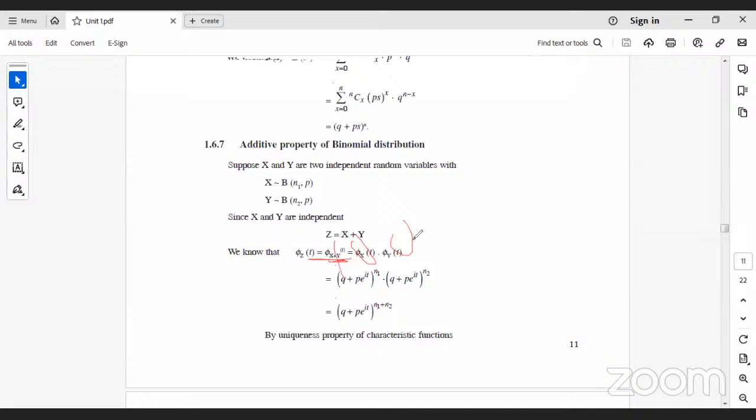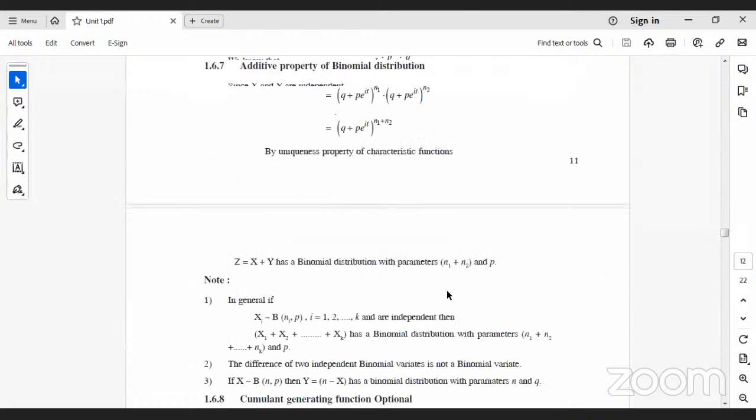I am separating phi of X and phi of Y. Phi of X is q plus p e power it whole power n1, and phi of Y is q plus p e power it whole power n2. Both the bases are the same, so the product is q plus p e power it whole power n1 plus n2. Therefore, by the uniqueness property of characteristic functions, Z equal to X plus Y is a binomial distribution with parameters n1 plus n2 and p.